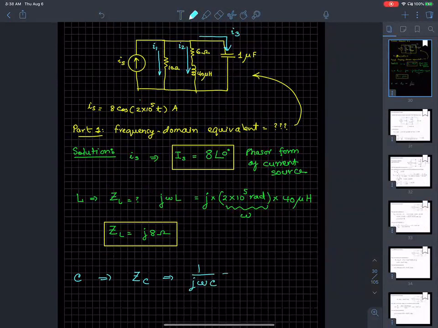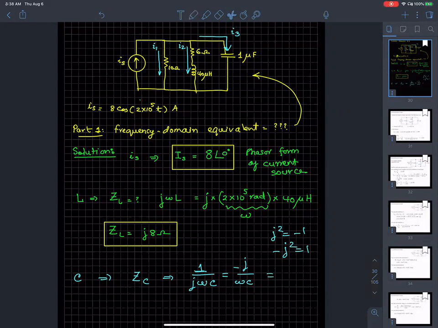1 over J omega C is the same as negative J over omega C, because I can write this 1 as negative J squared, right? Negative J squared is 1. J squared is negative 1. Negative J squared is 1. So all I have done is to bring this J to the numerator. So that's the idea behind translating the capacitance into a frequency domain, negative J over omega C.